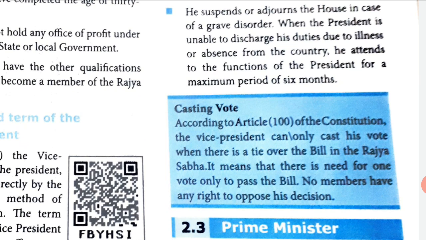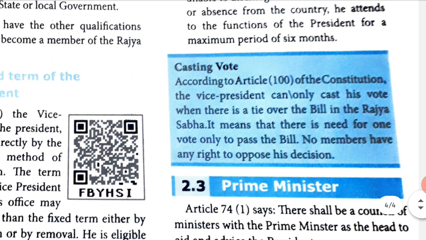It means that there is a need for only one vote to pass the bill. So if he puts one vote, then a majority will be on one side, right? For that purpose he can vote. No members have any right to oppose his decision. So none of them can oppose the decision made by the Vice President. So go through this as quickly.